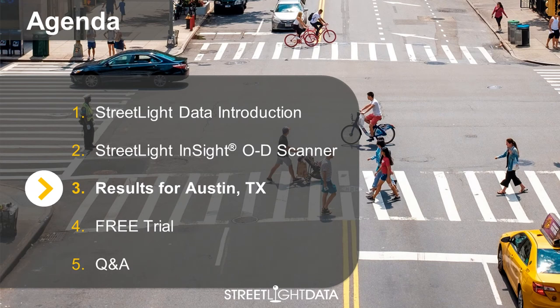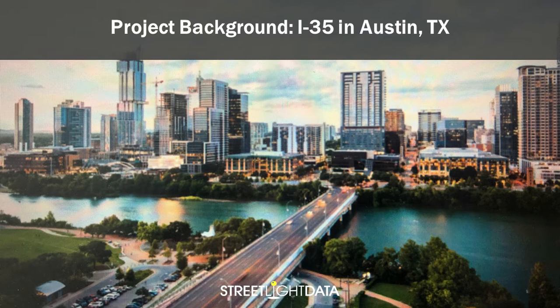To show you all how our OD scanner works, we decided to analyze travel patterns in Austin, the capital of Texas. I'm sure many of you have been to Austin before. It's a beautiful city. And as you can see here, the geography is characterized by the Colorado River.